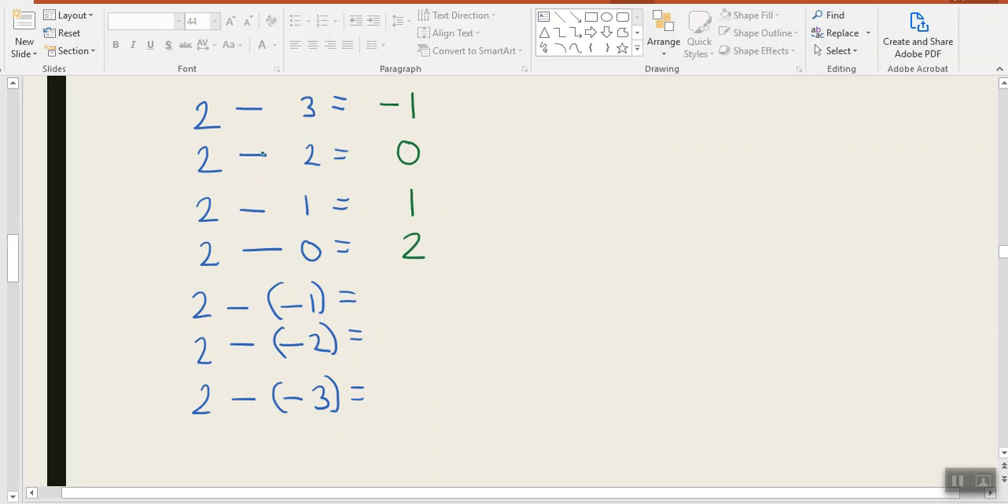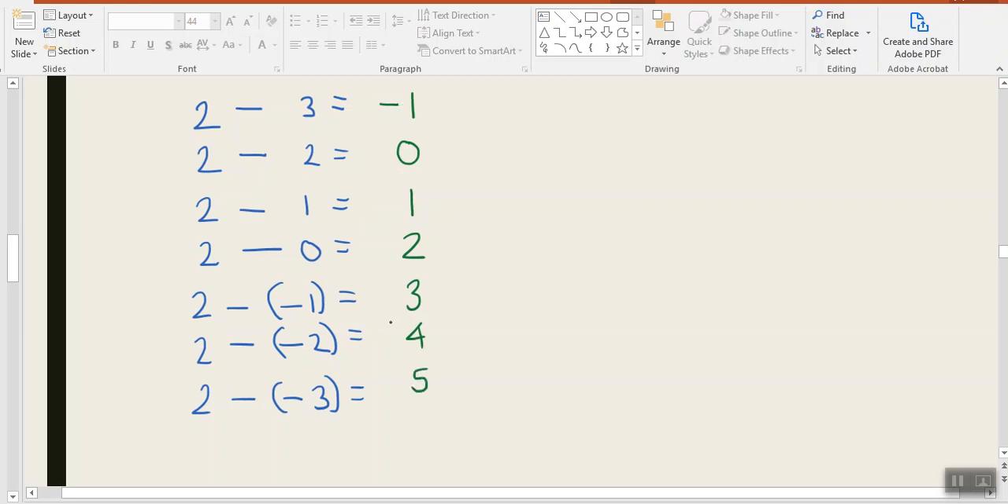So the second, third, and fourth ones are ones that we've done many times before. 2 take away 2 is 0. 2 take away 1 is 1. 2 take away 0 is just 2. So we'll stop there and have a look at our pattern. So I've got -1, 0, 1, 2. Well, what do you think the next numbers would be? Instead of subtracting 1, we are going up by 1. So 1, 2, my next answers should be 3, 4, and 5.